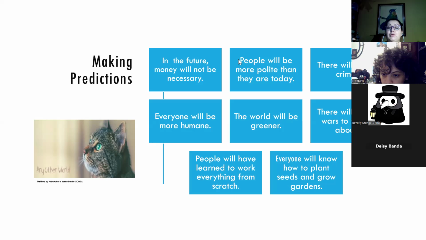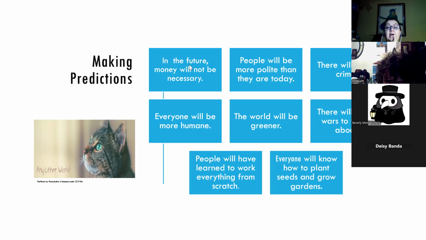Okay. So these are some examples of predictions. These are my predictions, okay? In the future, money will not be necessary. People will be more polite than they are today. There will be no crime. Everyone will be more humane. The world will be greener. There will be no wars to worry about. People will have learned to work everything from scratch. Anyone will know how to plant seeds and grow gardens.